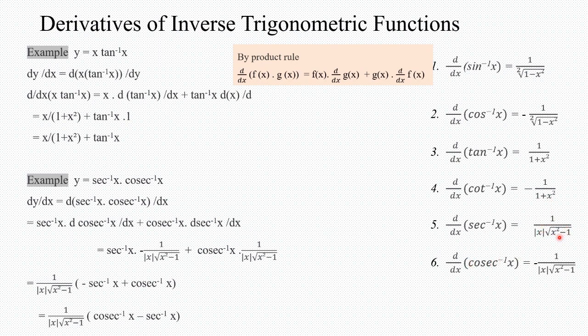This is equal to 1 divided by modulus x times under the root x square minus 1, times minus sec inverse x plus cosec inverse x, which is equal to 1 divided by modulus x times under the root x square minus 1, times cosec inverse x minus sec inverse x.